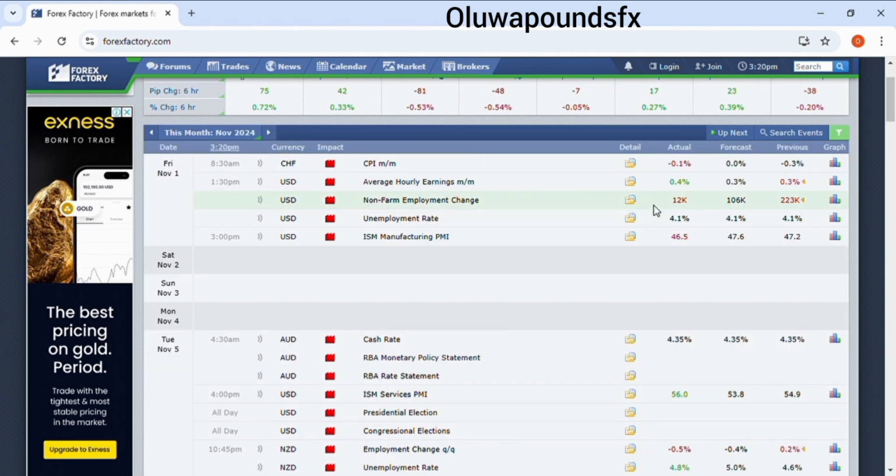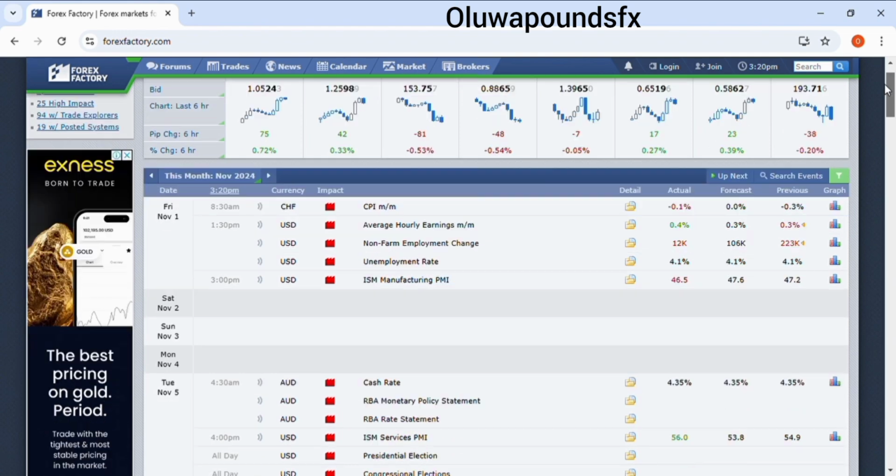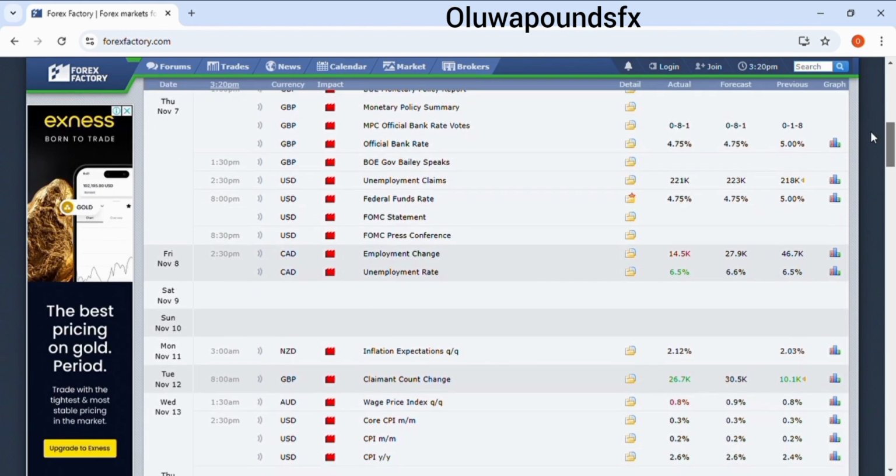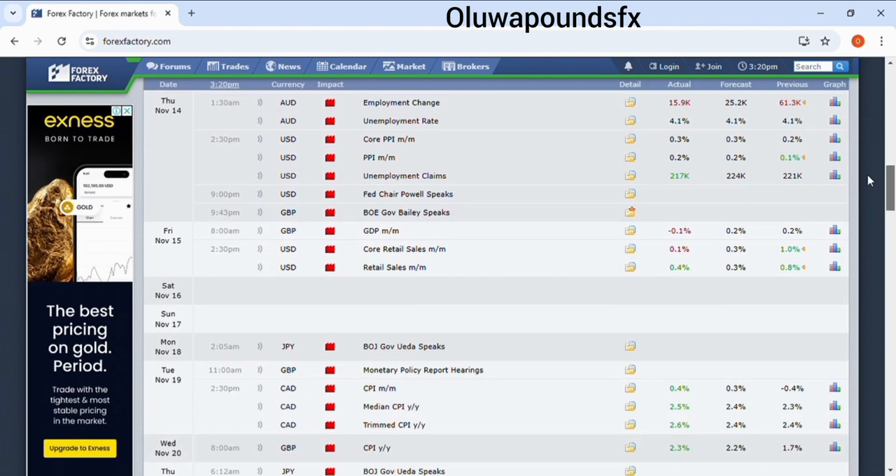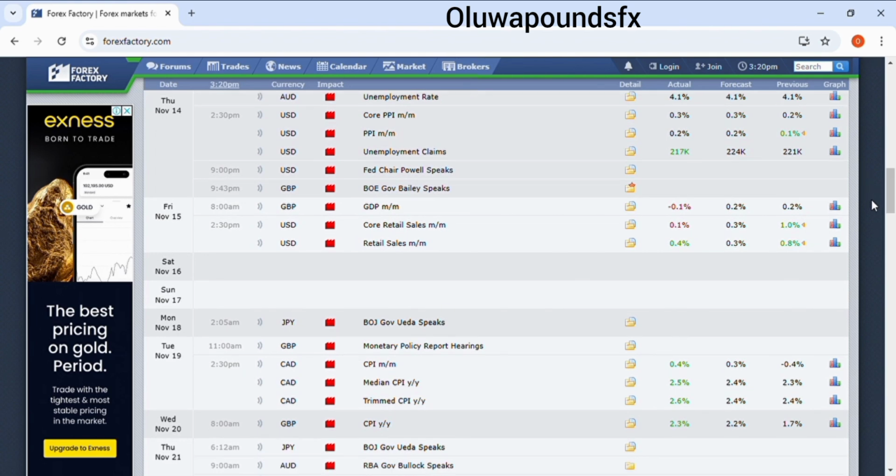This is what you see. These are all the high impact news, both the ones that have been released and the ones that are yet to be released for the month of November. This is all of them.